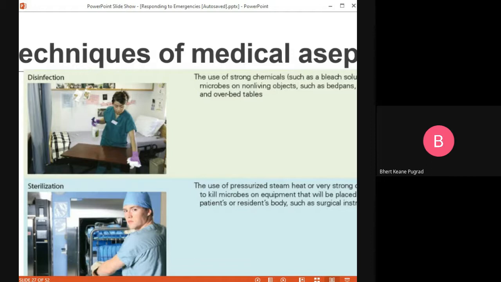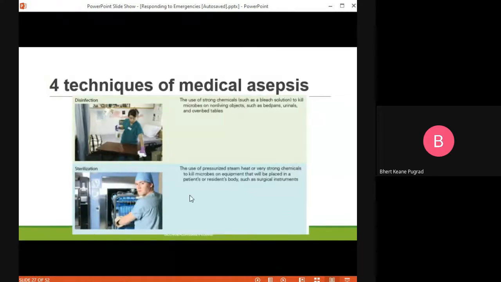So next is your sterilization. Your sterilization uses pressurized steam or heat with very strong chemicals to kill microbes on equipment that will be placed in the patient's or resident's body, such as surgical instruments. So yung mga instrument na ginagamit sa operating room, yung mga instrument na ginagamit sa pagpapaanak, okay? Yung mga ginagamit to do suturing, no?